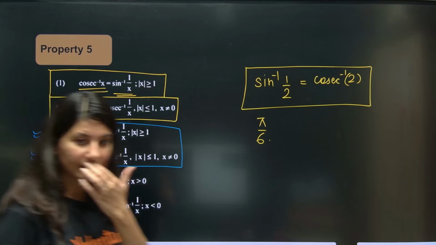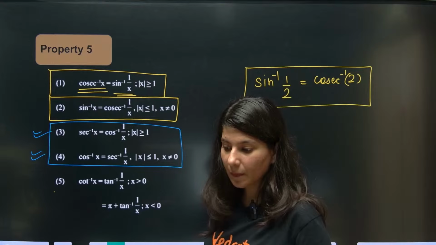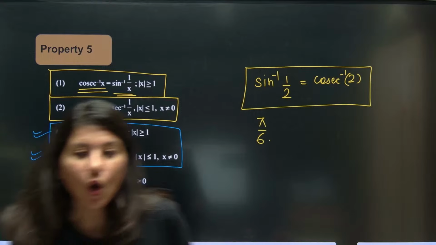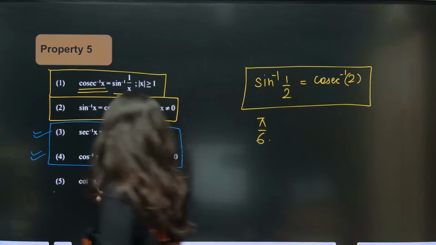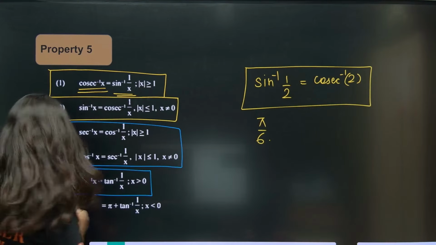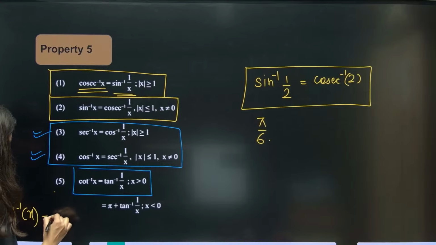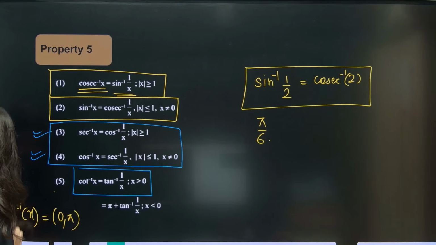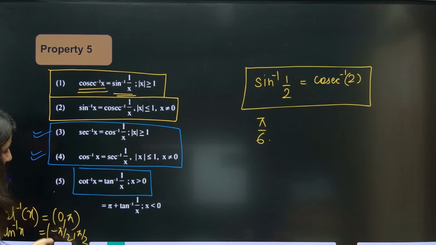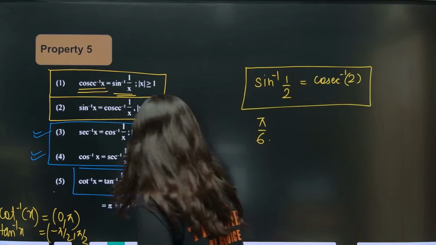Now what about this? Cot inverse x. Cot inverse x is equal to tan inverse 1 by x only if x lies in the first quadrant. Why? Because see, understand, the output of cot inverse x is 0 to pi, and the output of tan inverse x is minus pi by 2 to plus pi by 2. So I can clearly see that the first quadrant is an overlap. That means when x is positive, we can write such things.